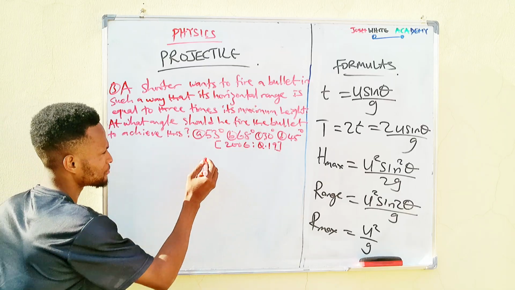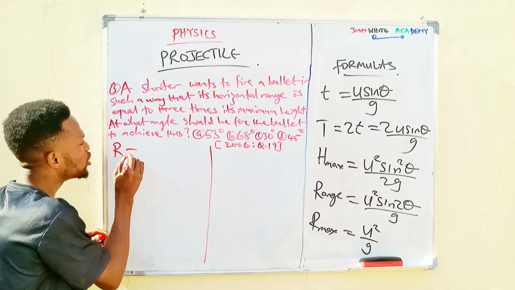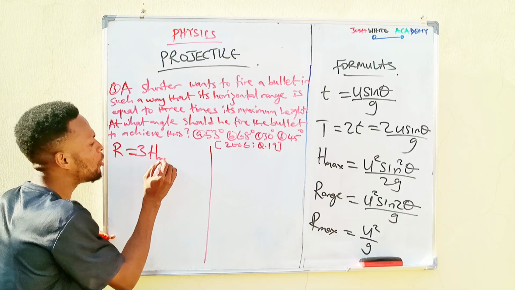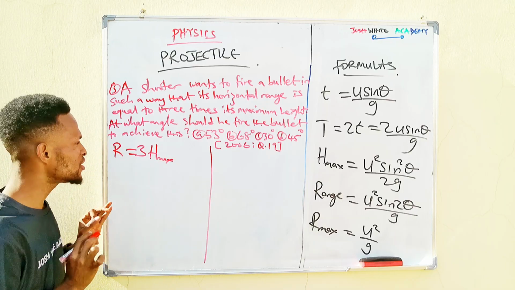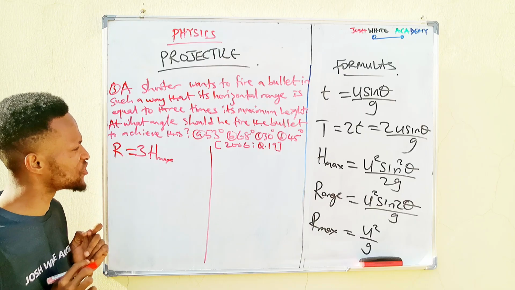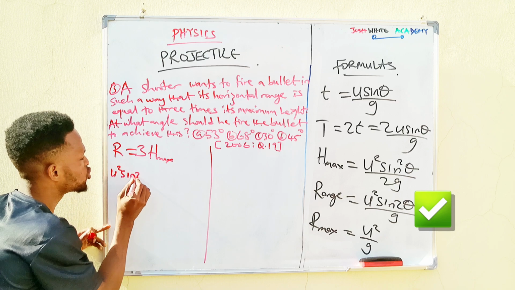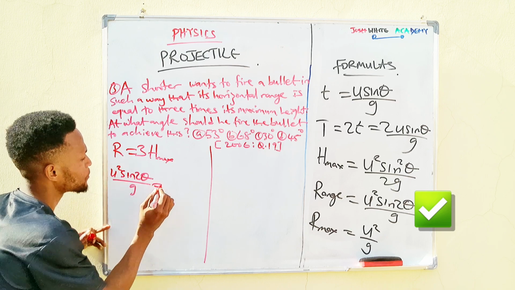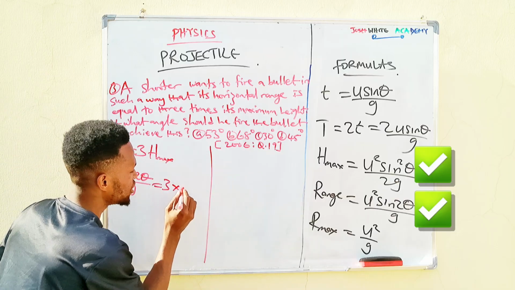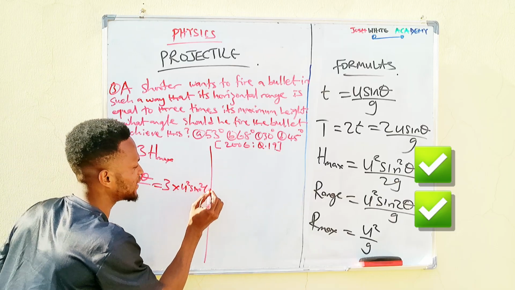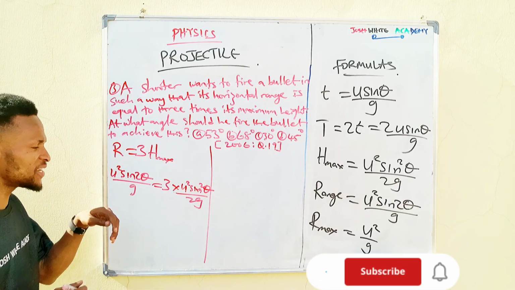That means the shooter wants the range to be 3 times the maximum height. You see this? So now, what's the formula for range? U square sine 2 theta over G. What's the formula for maximum height? 3 times maximum height. The maximum height is U square sine square theta all over 2G. You see it?